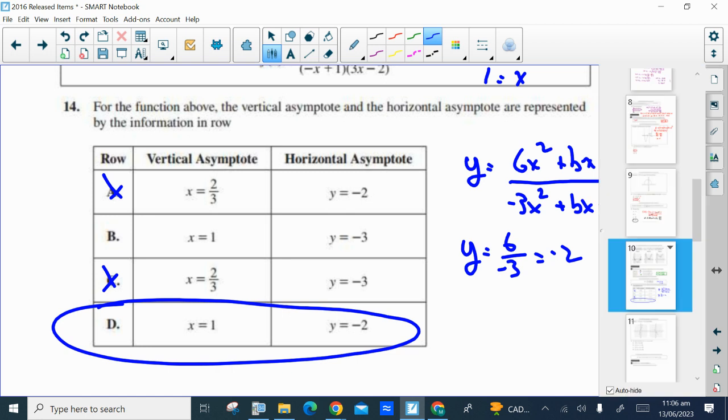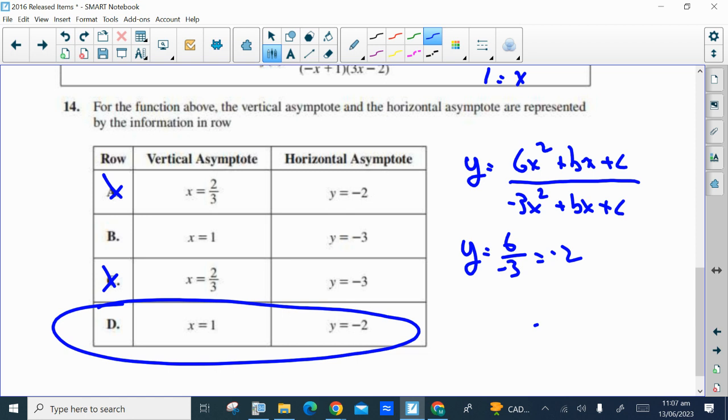Okay, so I'm going to stop there for today. You can continue to work on this package. Again, the answers are at the front, and tomorrow we will finish off this package. Okay?